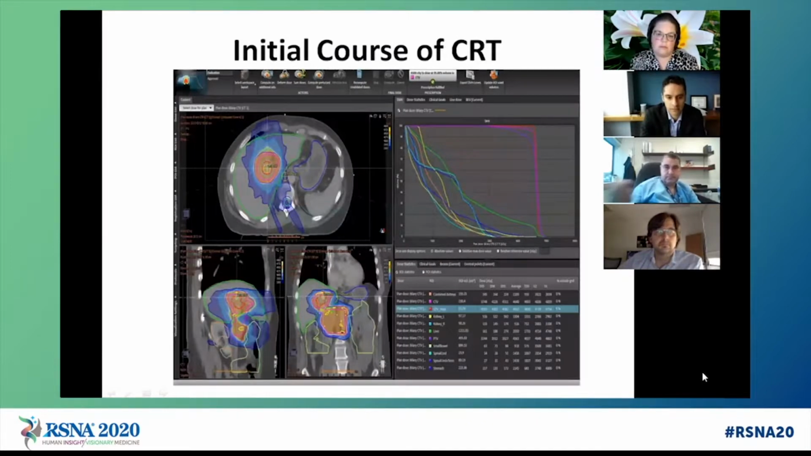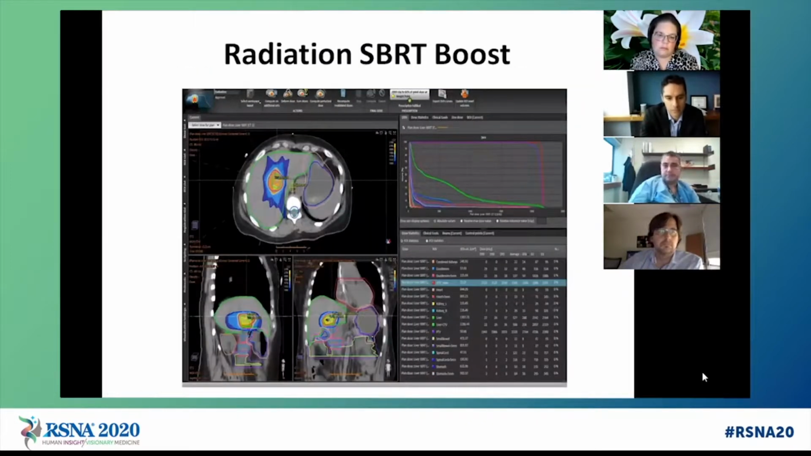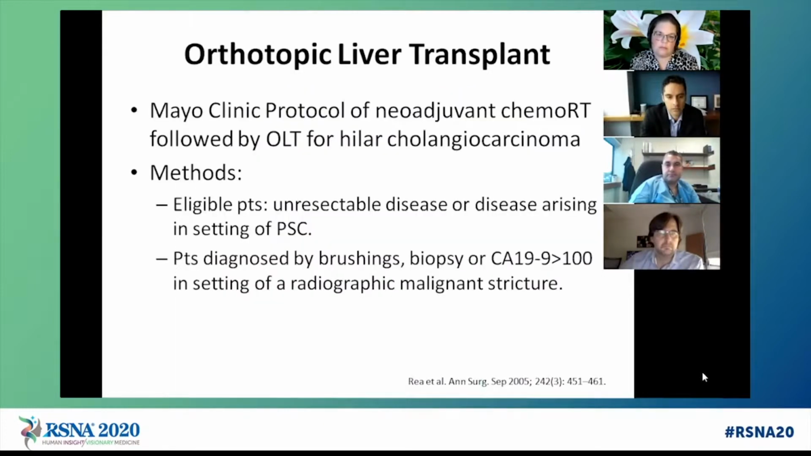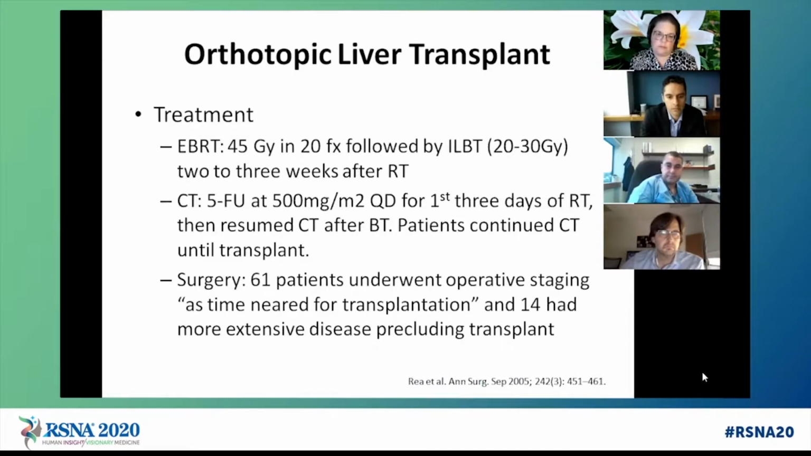So this is just an image of the initial course of radiation and then the SBRT boost right at the hilum, and they get 20 and 5 fractions. And there's lots of literature published on the Mayo Clinic protocol of neoadjuvant chemoradiation and orthotopic liver transplantation for hilar cholangios. Most of these patients, but not all, have a biopsy diagnosis because of the challenges of getting and confirming malignancy in this setting. And this has traditionally been the dosing that has been recommended.